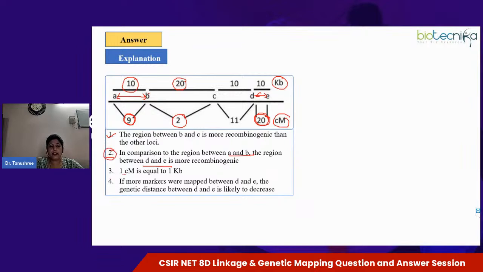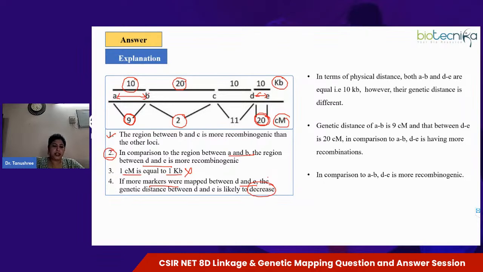Then option 3 says 1 centimorgan is equal to 1 kb. This is incorrect because 1 centimorgan is usually equal to 1 million base pairs. And then statement 4 says that if more markers were mapped between D and E, the genetic distance between D and E is likely to decrease. So no, usually when we talk about the genetic map, markers are used to determine the location of the gene, but it is not the case that if markers are mapped, the distance between D and E will decrease. So statements 3 and 4 are also incorrect, and therefore the answer is option 2 here.